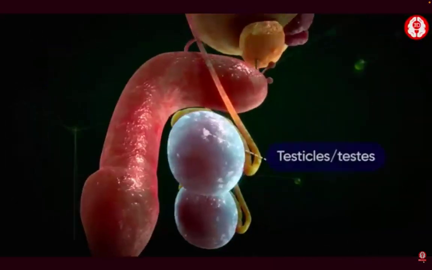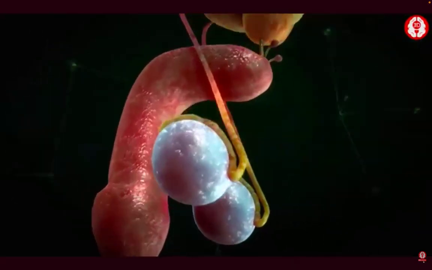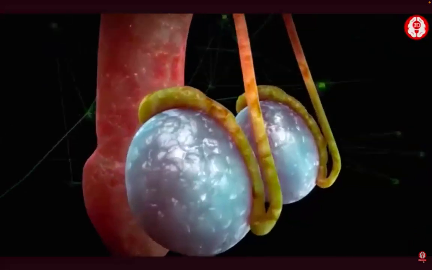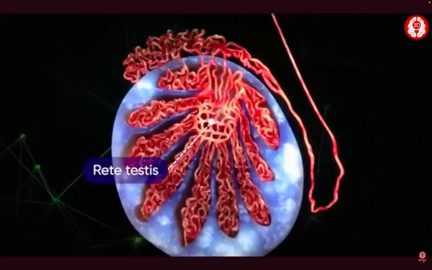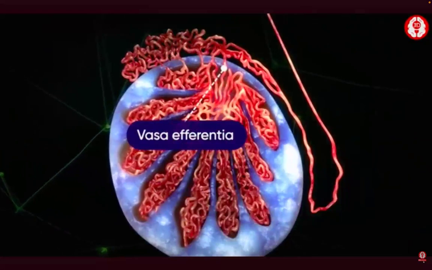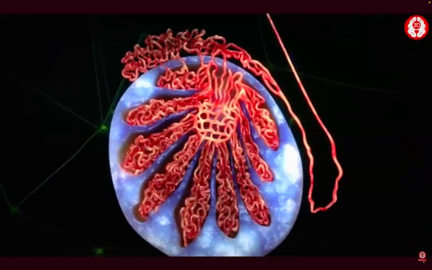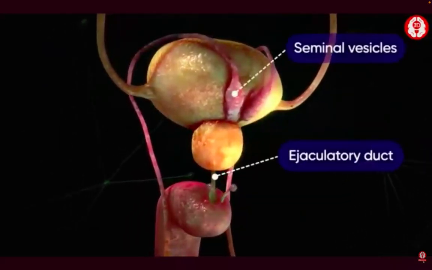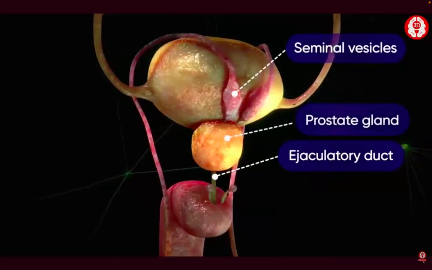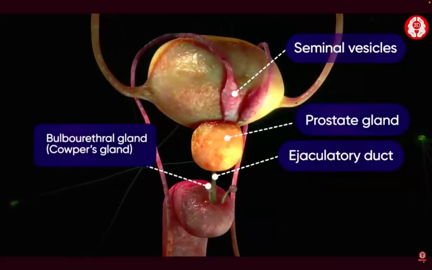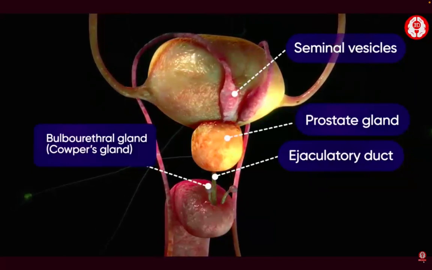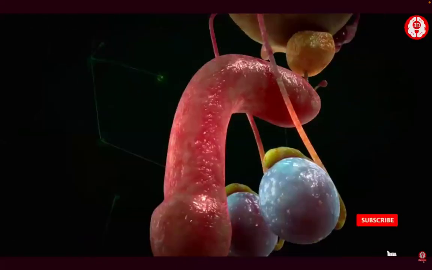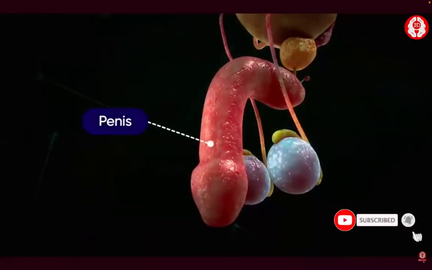The male genitals include the testicles, the duct system, which is made up of the epididymis, rete testis, vasa efferentia, the vas deferens, ejaculatory duct, the seminal vesicles, and the prostate gland. The bulbourethral gland, or the Cooper's gland, is located beneath the prostate gland. These glands open into the urethra, which is a tube inside the penis.